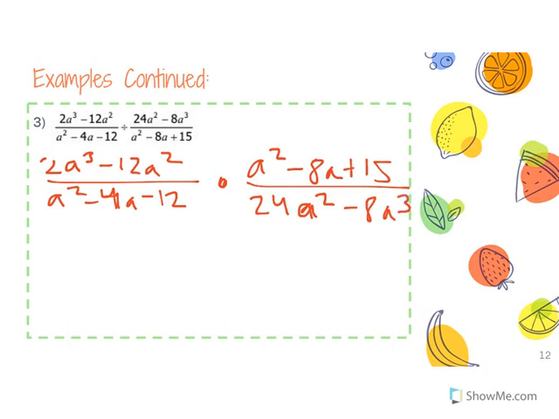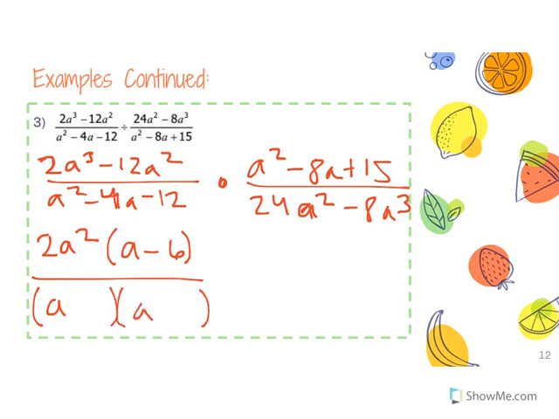Okay, so now go ahead and start taking out GCFs and stuff. So on my numerator I have a 2a squared that I'm going to take out, and I'm left with an a minus 6. On my denominator I get to figure out what multiplies to negative 12 but then adds to a negative 4. So I know I have an a, and then multiplies to negative 12. So I know I'm going to do 6 and 2. I want a negative, so that means that the higher number is going to be negative.